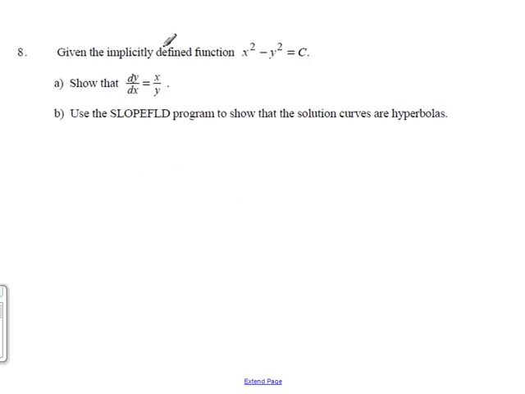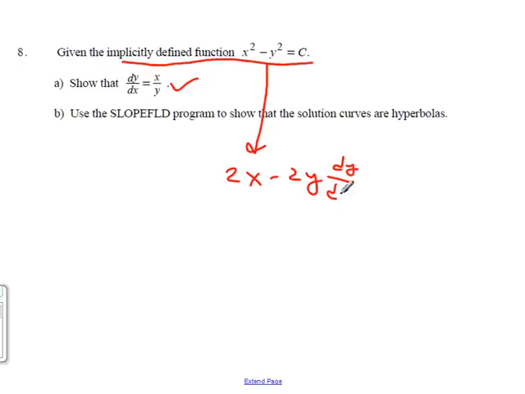It says, given the implicitly defined function, show that dy/dx equals x over y. Well, now we're working backwards. So if we take the derivative, we get 2x minus 2y dy/dx equals 0, and solving it, we get that dy/dx equals positive x over y.